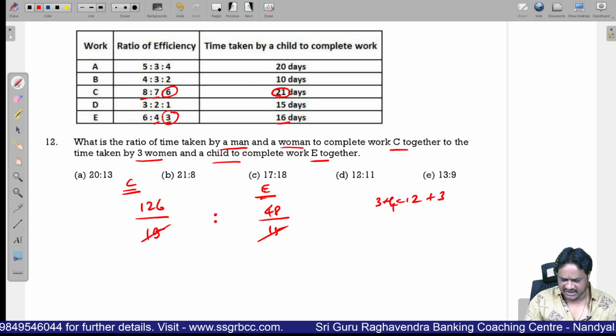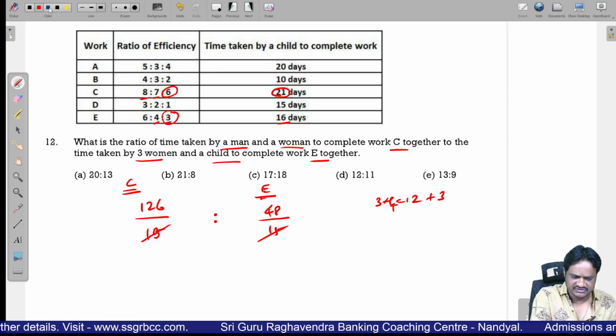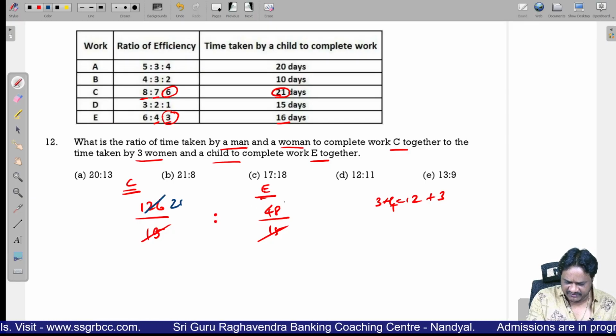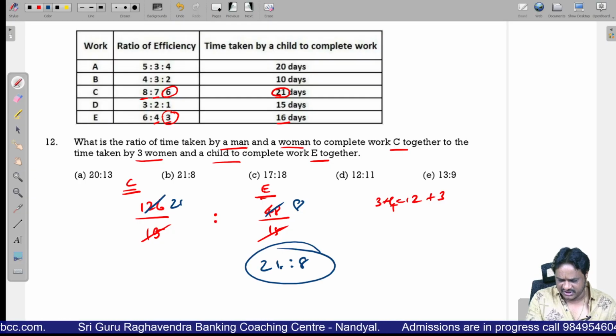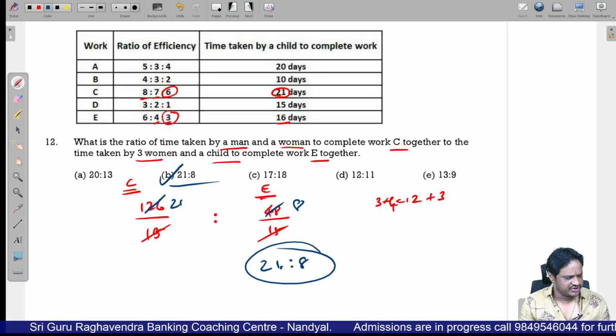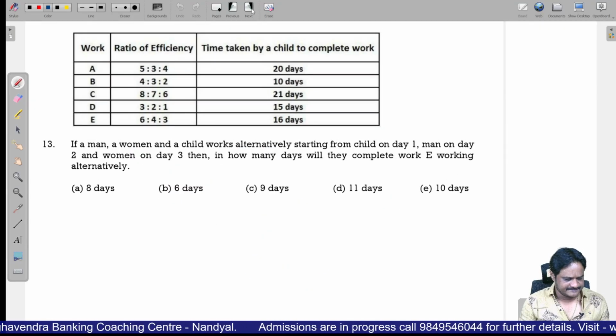15, 15 cancel. Let us do with which number we can do? With 6 we will do. 6 21s, 6 8s. So the answer is 21 is to 8. Correct answer, 21 is to 8 is the correct answer. Option 2. Let us see the next one.